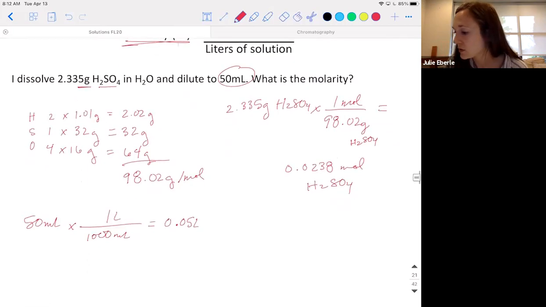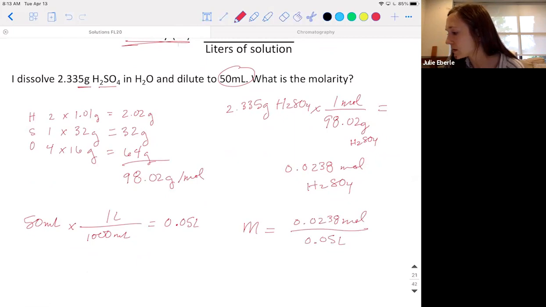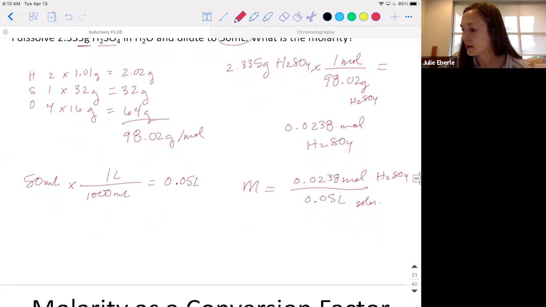So what you should ultimately do, molarity, which I'm abbreviating with a capital M, is going to equal, in this case, 0.0238 moles of H2SO4 divided by 0.05 liters of the solution. Remember, this is the solute on top, and this is the solution on the bottom, which is solute and solvent. So what do we get for the total molarity? Kylie says 0.476 molar.